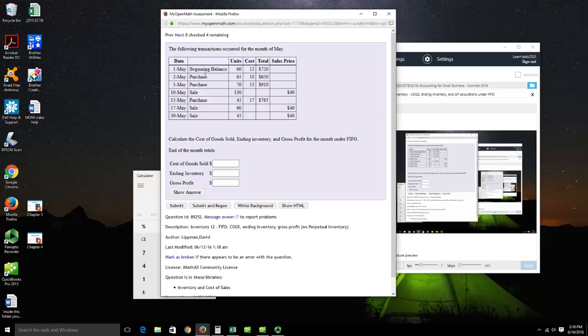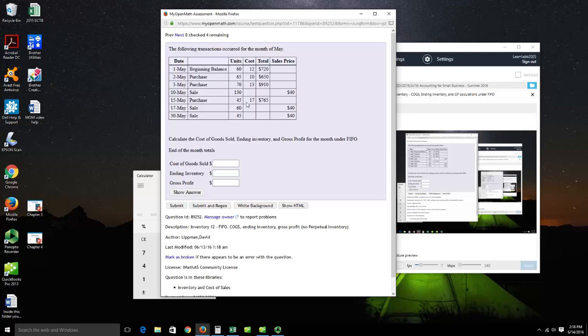And so again, when we're looking at this information, this is the beginning inventory, this very first amount. We're looking at the month of May. And so this beginning balance is the inventory that was left over from the end of the last month. So we had 60 units. They cost $12 a piece for a total of $720.